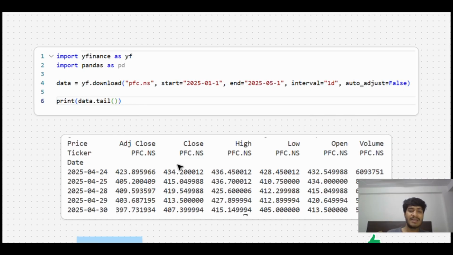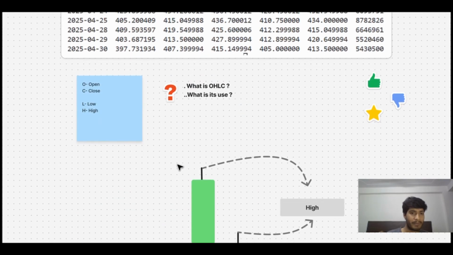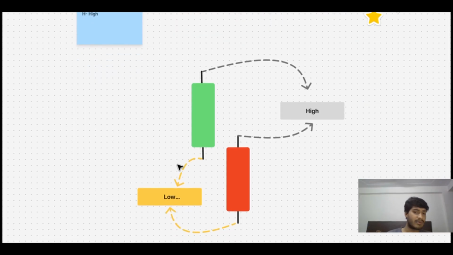So now in this video we will discuss these data points in depth from a technical point of view: how they look, what their meaning is, and why they are important, right? So what is open, what is close, what is low, what is high? Open is simply where the stock price started for the particular day. Close is where the stock price ended for the particular day. Low is the lowest point it marked for the particular day. High is the highest point. Here we will see what the lowest and the highest point are.